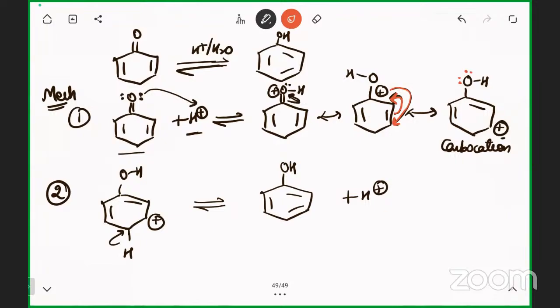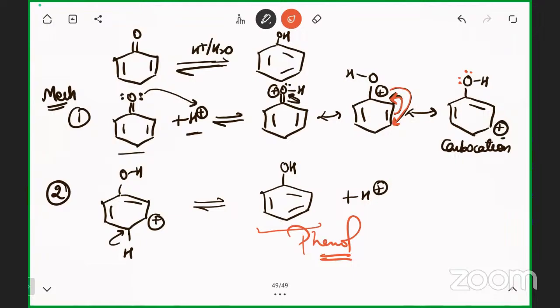So now the hydrogen will eliminate from the para position, and the H positive will move outward, so it will carry the negative, positive and negative make a bond, and the compound formed will be phenol. So this is the acid catalyzed mechanism of tautomerism. So now the tautomerism is finished.